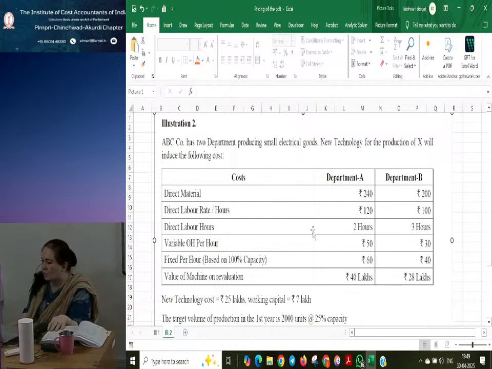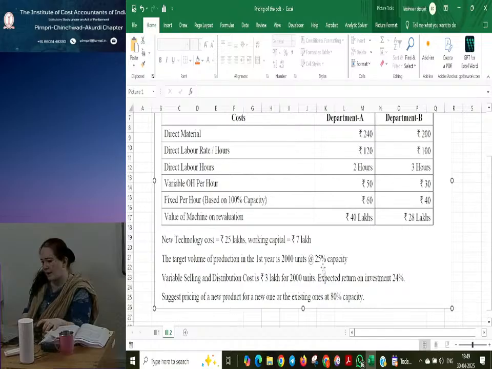Fine. Then moving on to variable overhead per hour. We have 50 and 30, which is variable overhead per hour. But we don't know how many hours are required to produce. So however many labor hours are employed, the same will be applicable to it. So 50 into 2, 100 rupees is the variable overhead. 30 into 3, 90 rupees is the variable overhead. So put together it is 190 rupees per unit.